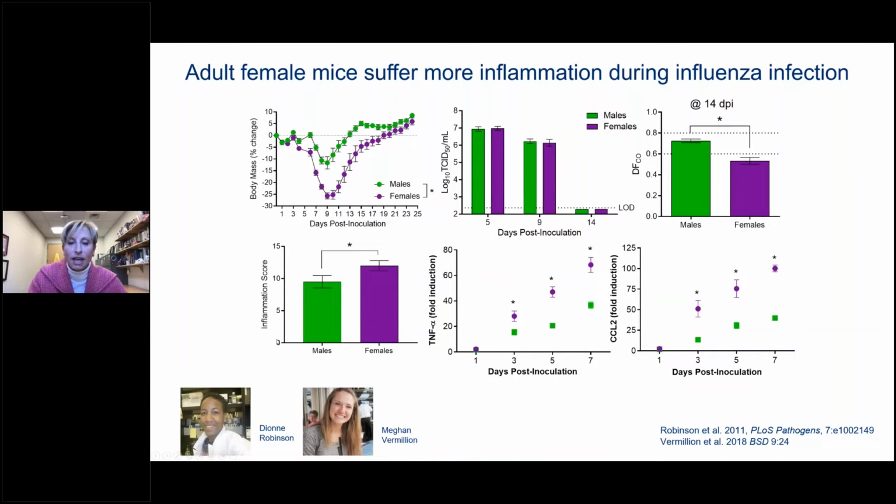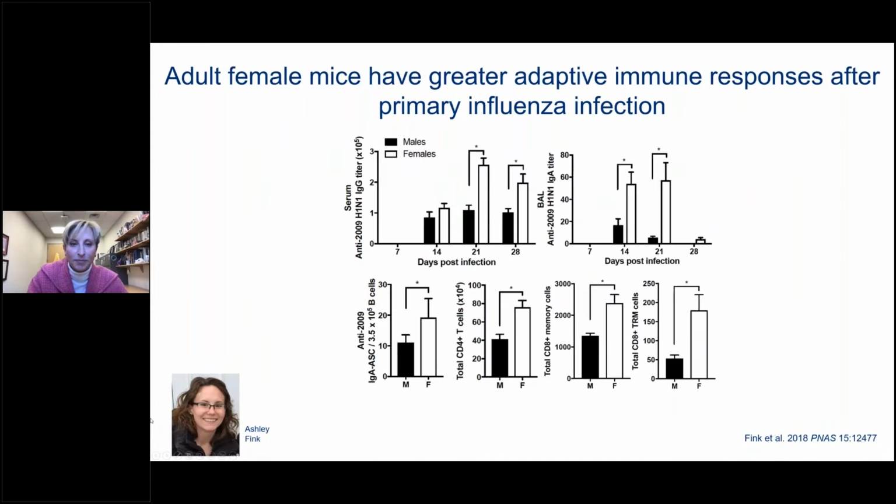Histopathologically, when we look at the lungs, we find that females, even out 14 days, this is an acute infection, 14 days after infection, virus is cleared, females still have inflammation, and within that first week after infection, we've reported for a number of years, females have greater induction of cytokines, including TNF and CCL2. Everybody survives.